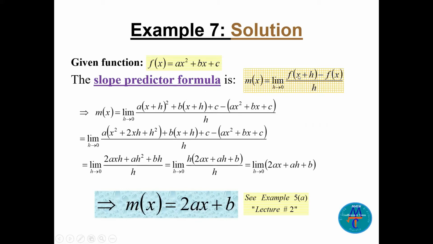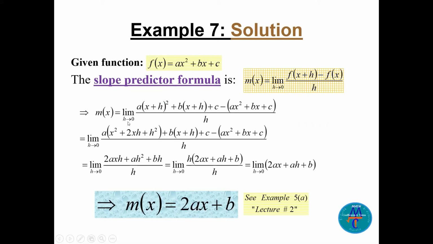This is the difference quotient. Remember this formula, we have seen it in the algebra course. This is the limit of f of x plus h. So I replace x plus h in the function. So it becomes a times (x plus h) squared plus b times (x plus h) plus c, minus the function itself, ax squared plus bx plus c, all divided by h.